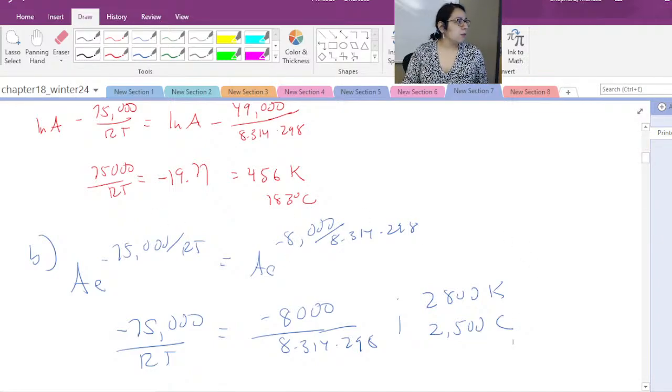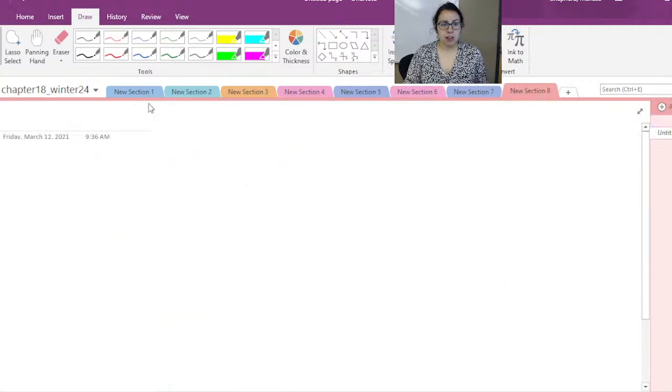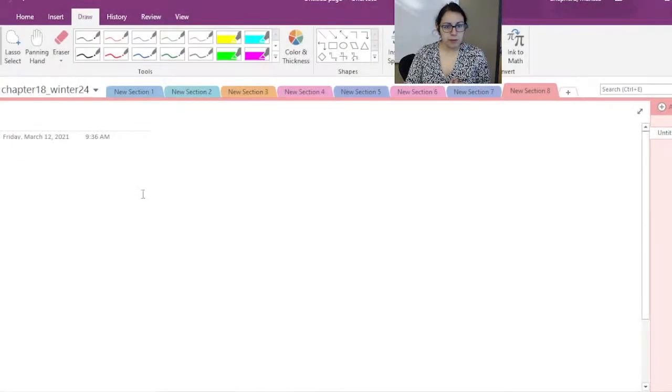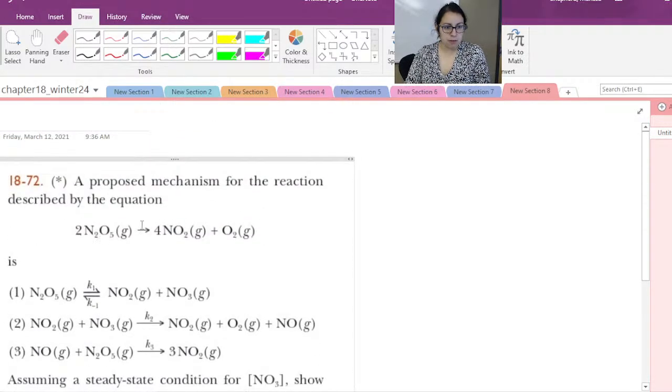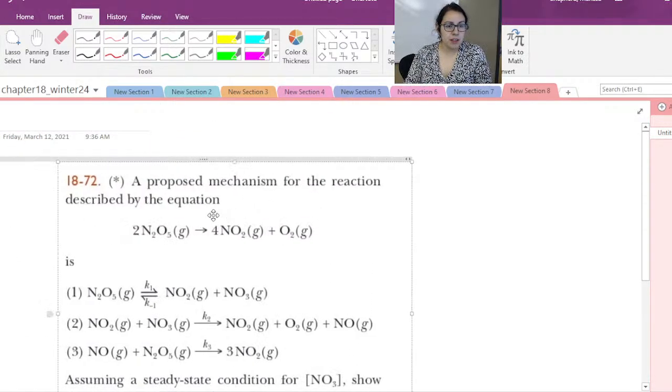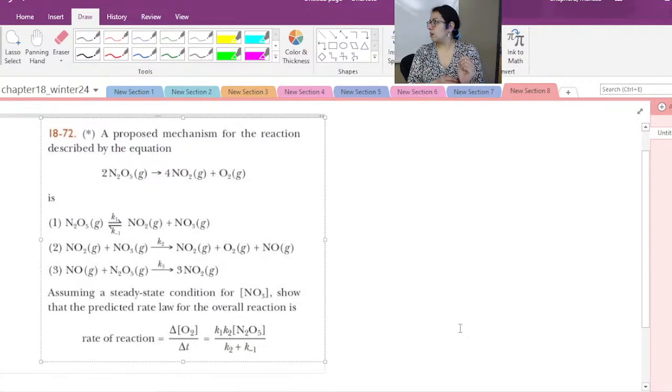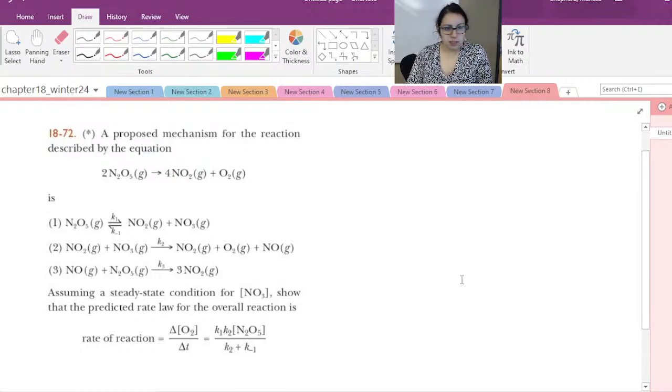So let's look at another one from the book. And this one has a little star on it, so it is tricky. But I wanted to go over it because it has to do with the steady state approximation, which, if you recall, we did Tuesday for our derivation of our enzyme. And so I wanted to see if we could try that again and how to do that steady state approximation. And again, we'll kind of go through it together.